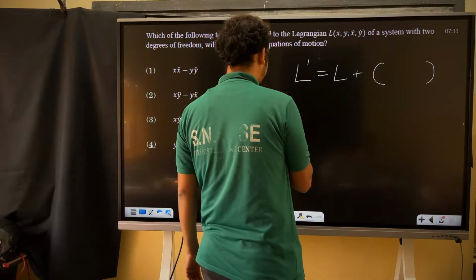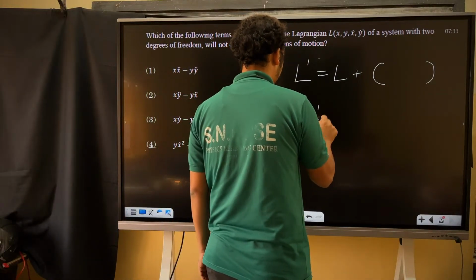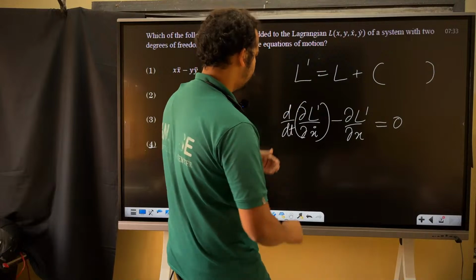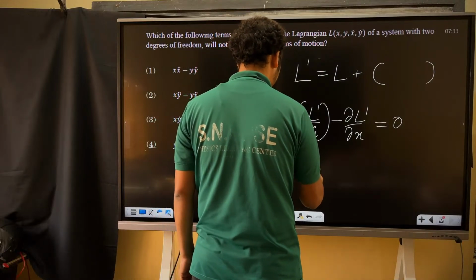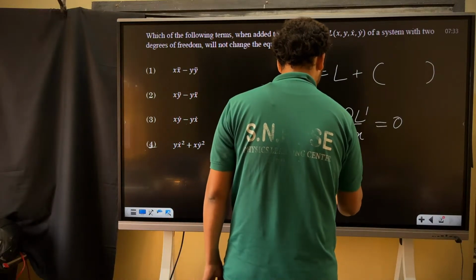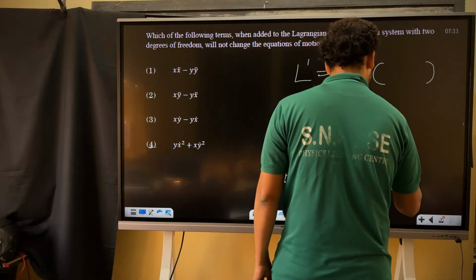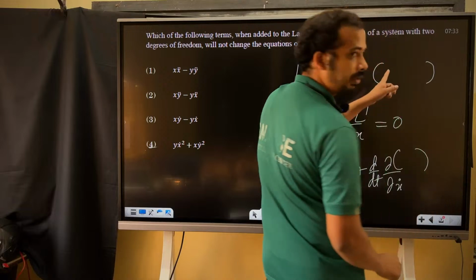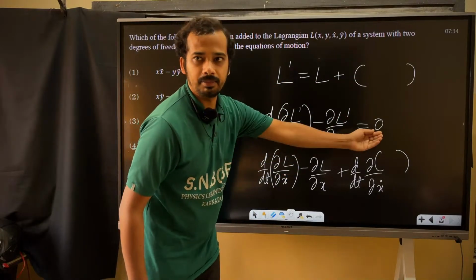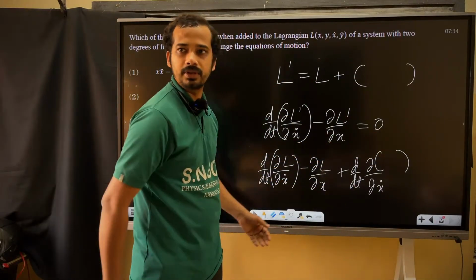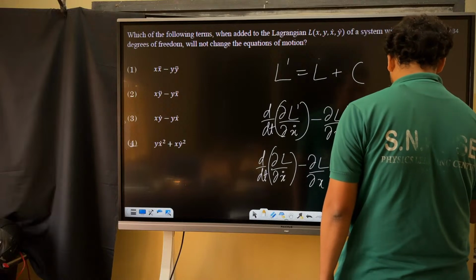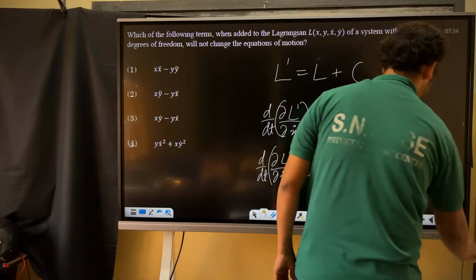That means if you do d by dt of dou L dash by dou x dot minus dou L dash by dou x equal to 0, when you substitute this one, what would you get? D by dt of dou L by dou x dot minus dou L by dou x, plus d by dt of dou by dou x dot of this quantity. Here, L plus this one, that part I will separate. Derivative is a linear operation. Am I right? So minus dou by dou x of that quantity equal to 0. Are you getting my point?